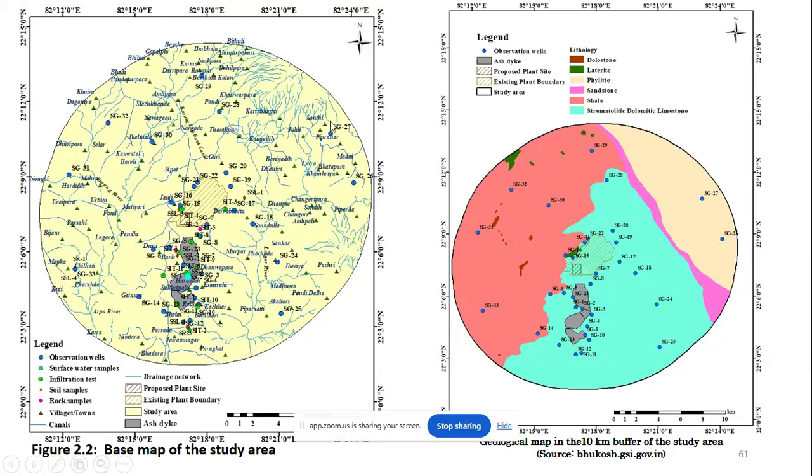This is the 5 kilometer area from the boundary of this particular industry, right? So we collect samples from the entire 5 kilometer area. We understand the topography. This is the watershed basis. Watershed basis means from where the water flows, from which direction to which direction water flows, what are the different rivers or nalas in the particular area, what could be the direction of the water flow, and all these things, the natural water flow.